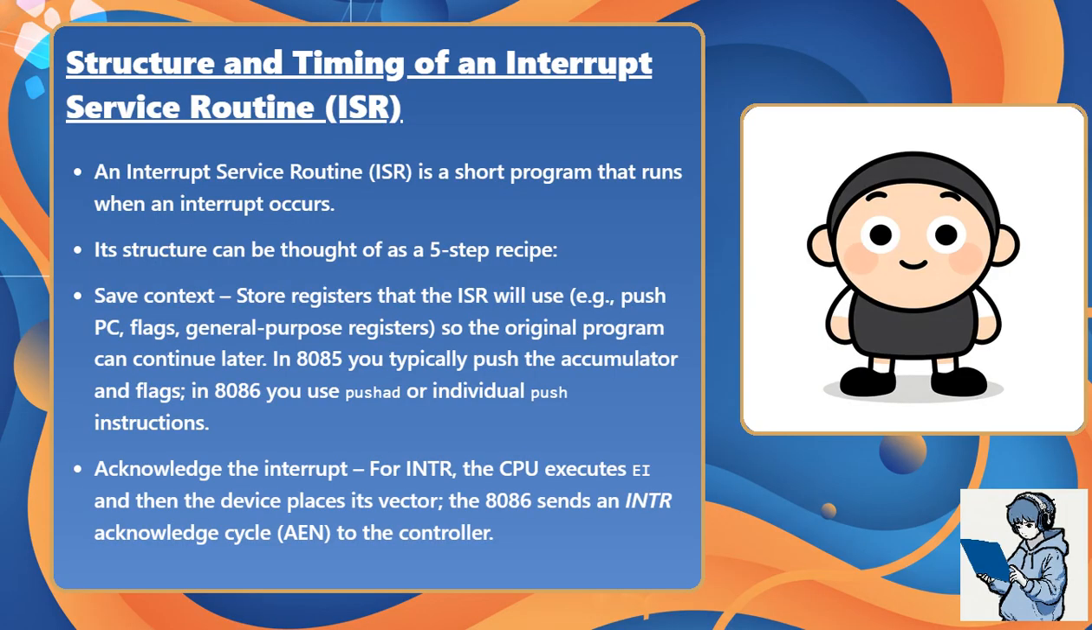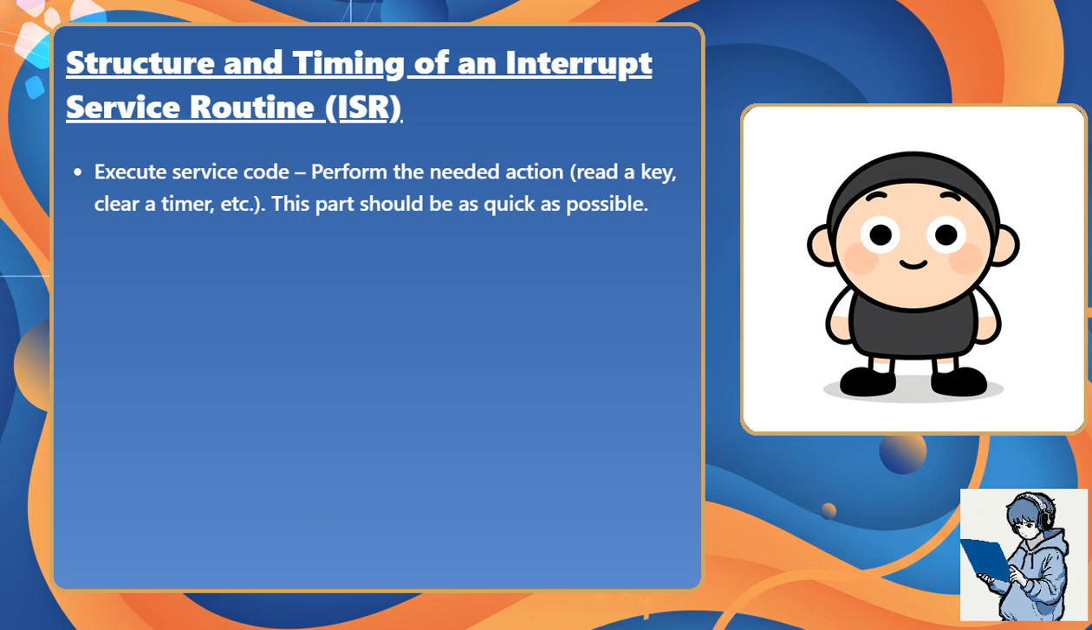Step 2: acknowledge the interrupt. For INTR, the CPU executes EI and then the device places its vector. The 8086 sends an interrupt acknowledge cycle, abbreviated INTA, to the controller. Step 3: execute service code. Perform the needed action, read a key, clear a timer, and so on.